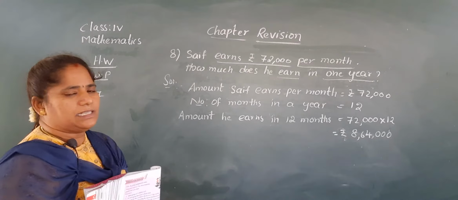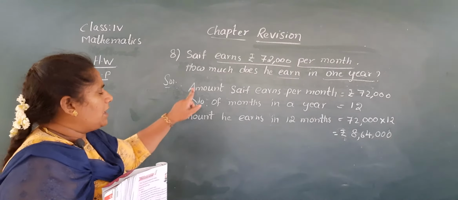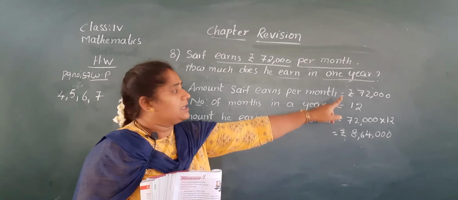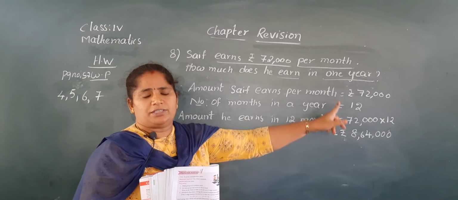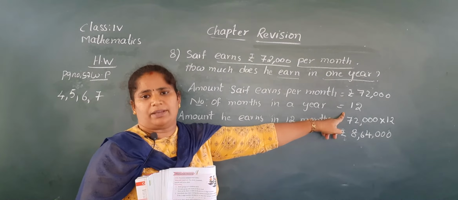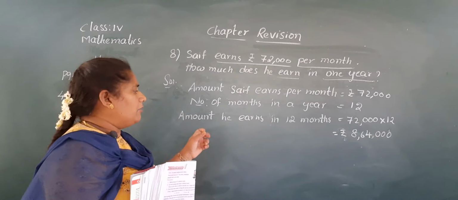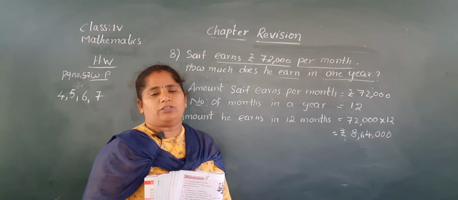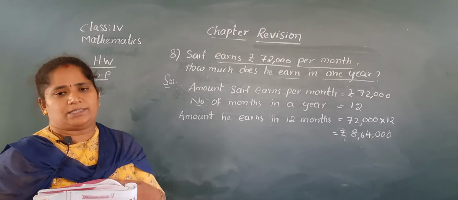Yes, 8,64,000 rupees. So the amount Saif earns per month is given, and the number of months in a year. They have given 1 year, so first we have to write the number of months in a year, equal to 12. So now the amount he earns in 12 months is equal to 8,64,000 rupees. Note it down in your classwork.